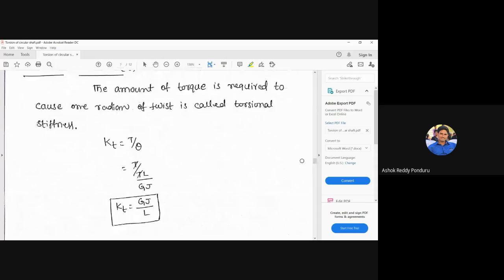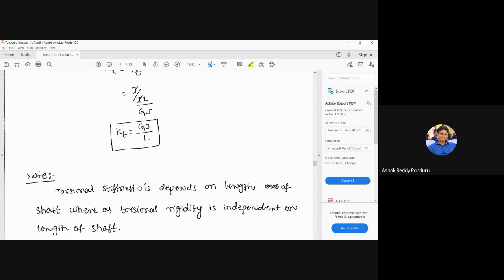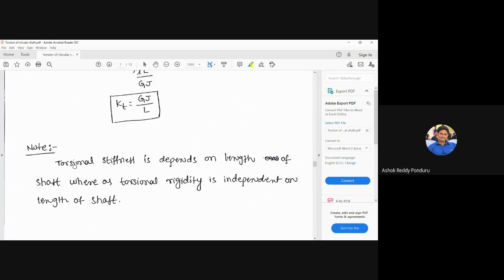Yes, that is the meaning of this. GJ divided by L, and stiffness and length are inversely proportional. That is the meaning of this sentence. Torsional stiffness depends on the length of the shaft, whereas torsional rigidity is independent of the length of the shaft. Finally, I conclude.